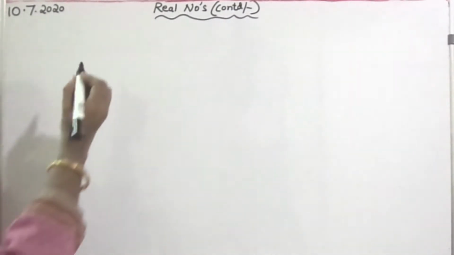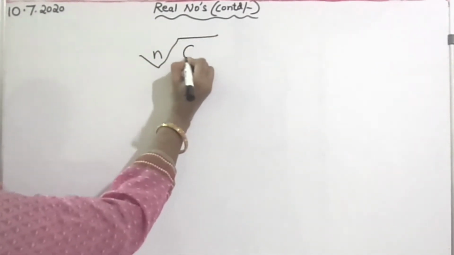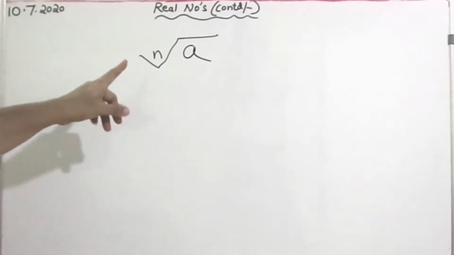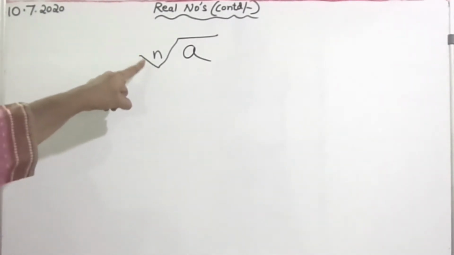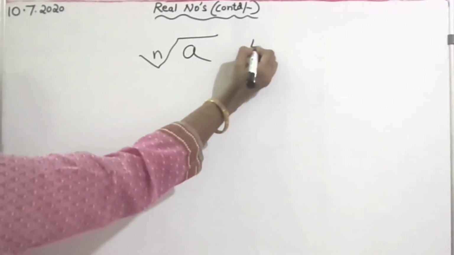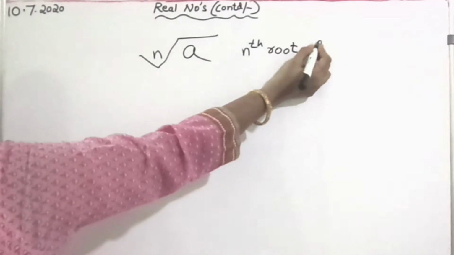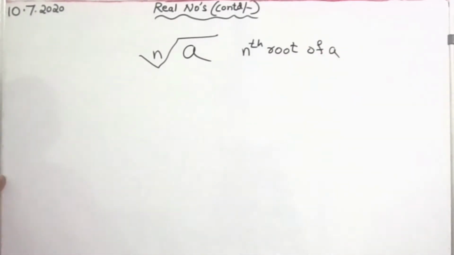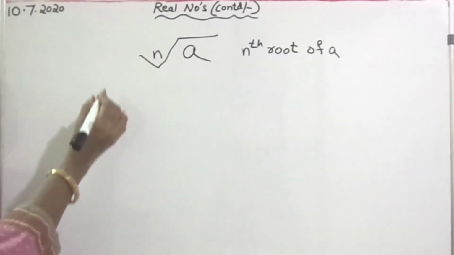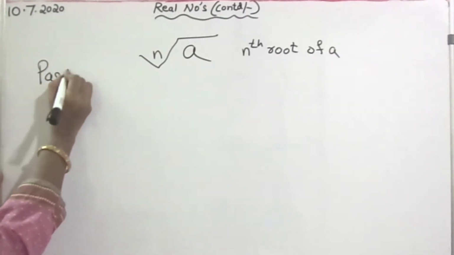Okay, so let me write down that special type. What do you feel? What is this? How is it read? You all have done it last year. It is read as nth root of a. Now this nth root of a is called a surd. Okay. So we will see when it is called a surd. First we will see the parts of a surd.